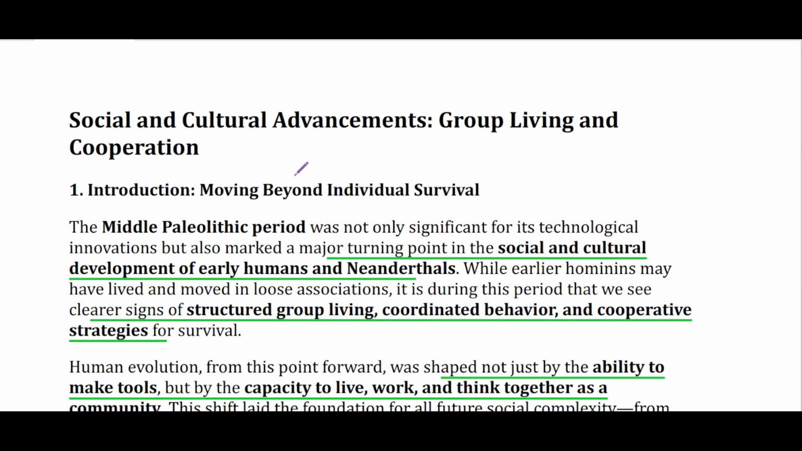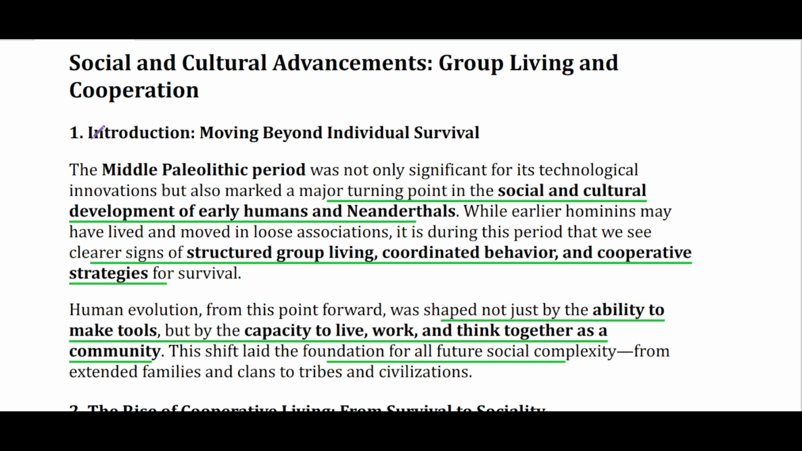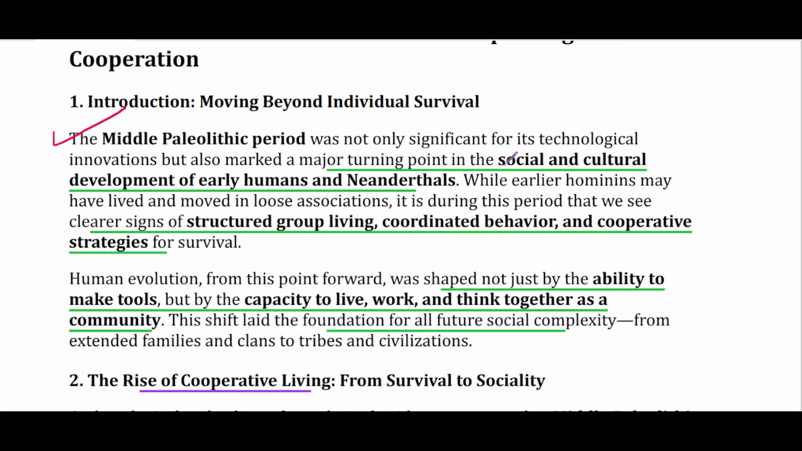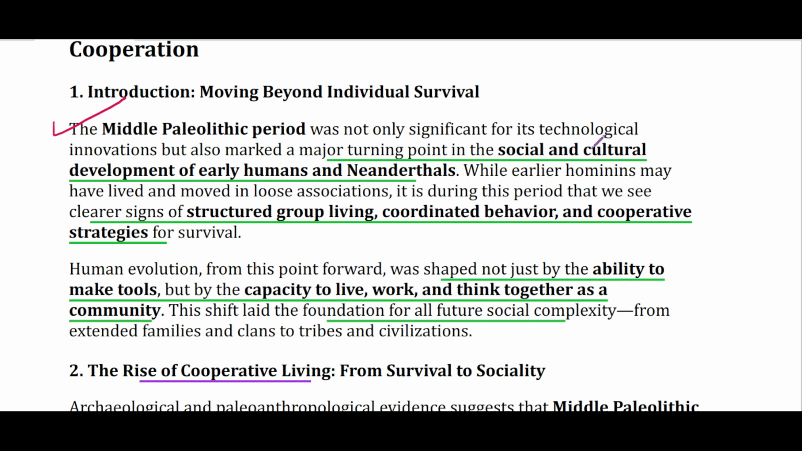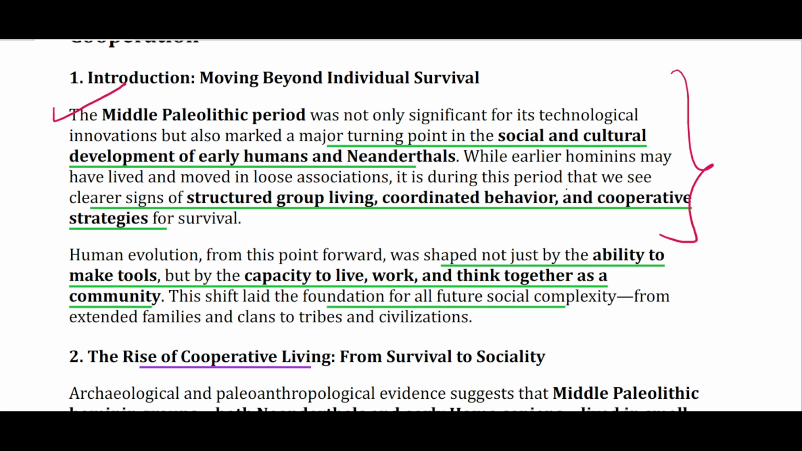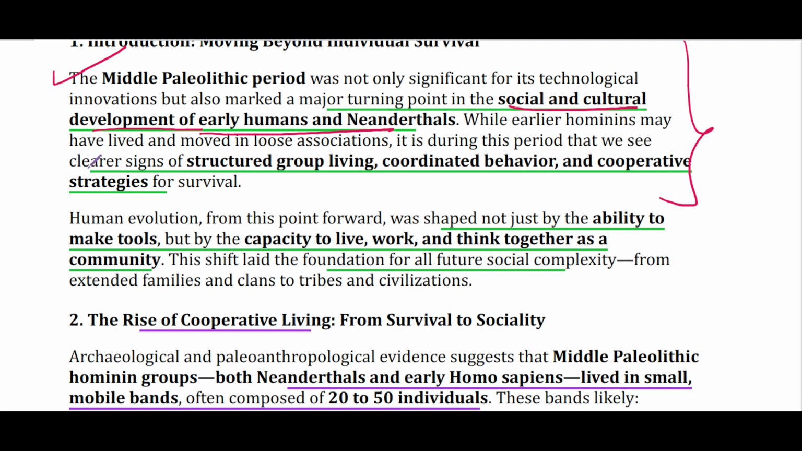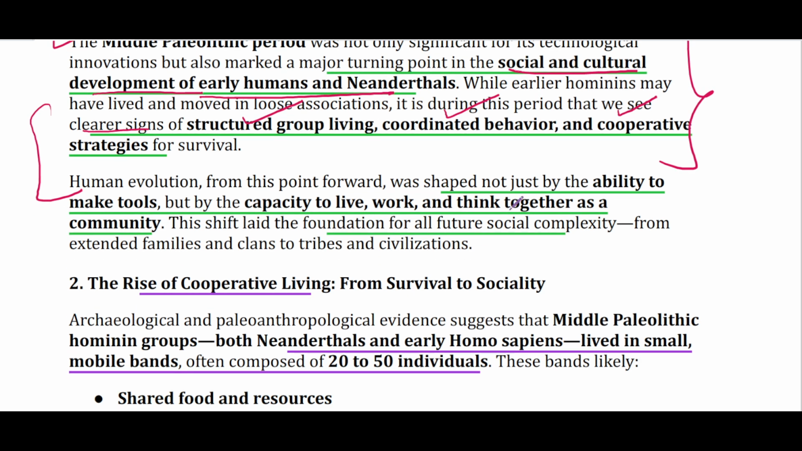Now, the social and cultural advancements. The Middle Paleolithic was not only significant for technological innovation, but it also saw the social and cultural development of Homo sapiens and Neanderthals. Both of these groups show clear signs of structured group living, coordinated behavior, cooperative strategies, care for the elderly, sometimes ritual behavior, and symbolic thinking.